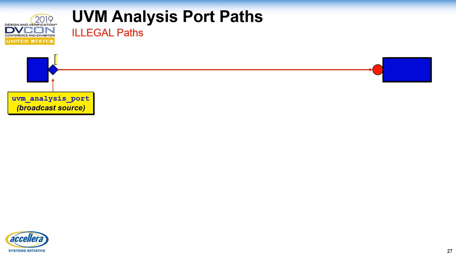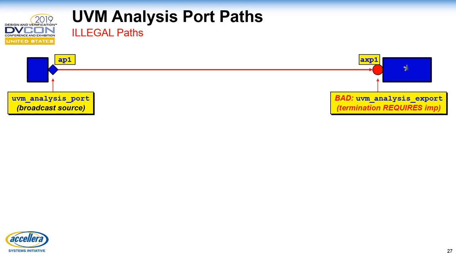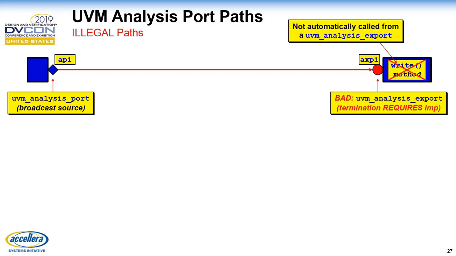You could have an analysis port and you could tie it to an analysis export, not an implementation port, but an analysis export, which should only be a transfer point. Even if I implement a write method inside of that export, you get error messages. How do I know? I've tried. Yeah, I implemented the write method and it basically says that this is not going to work. And so even if you've got a write method inside of an export, it's not going to terminate that path.